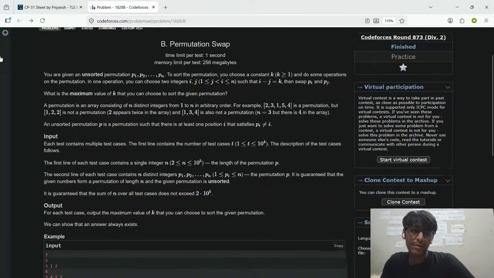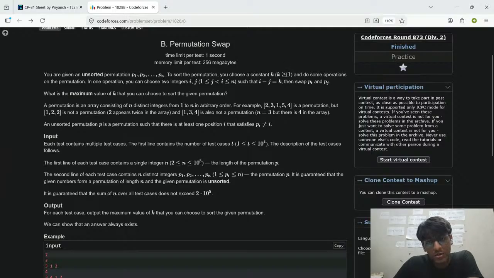You are given an unsorted permutation P1, P2, P3 up to Pn. To sort the permutation, you choose a constant k which is greater than or equal to 1 and do some operations on the permutation. In one operation, you can choose two integers i and j, where i should be greater than j and they can't be equal, such that i minus j is equal to k, and swap Pi and Pj. What is the maximum value of k that you can choose to sort the given permutation? A permutation is an array consisting of n distinct integers from 1 to n in arbitrary order.